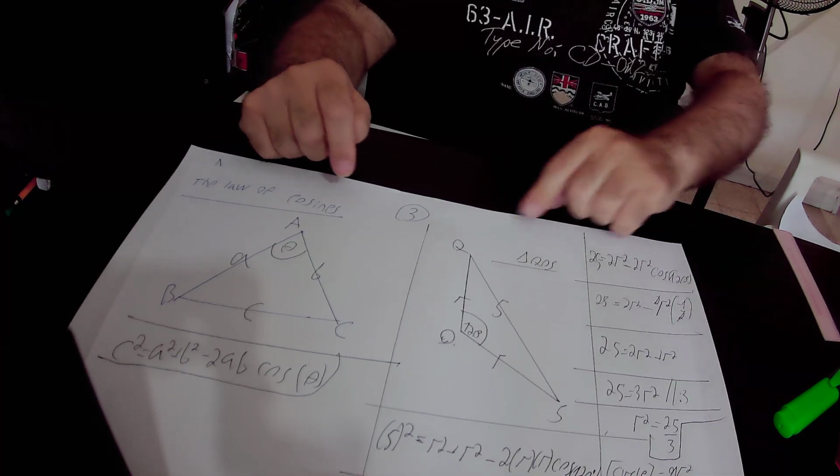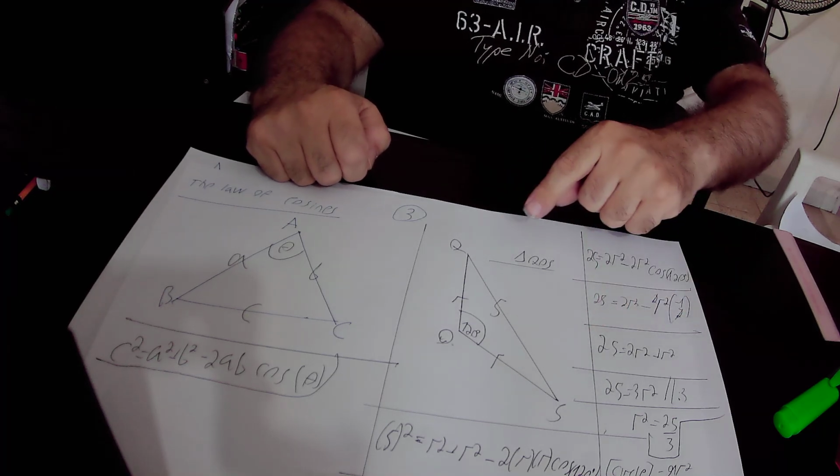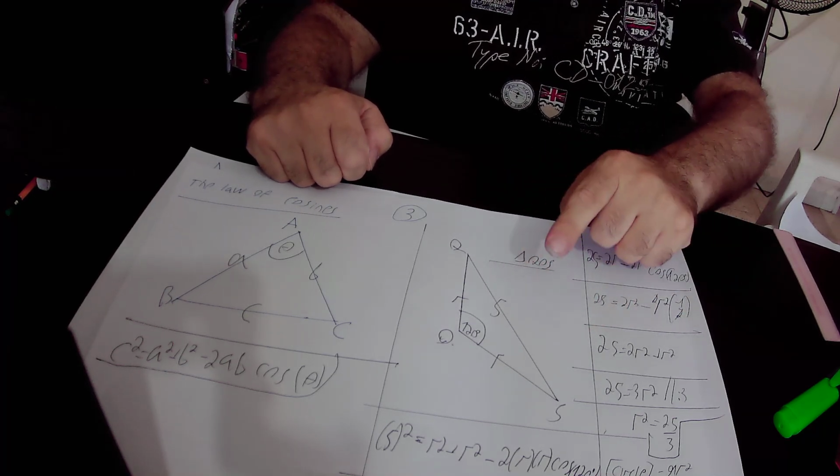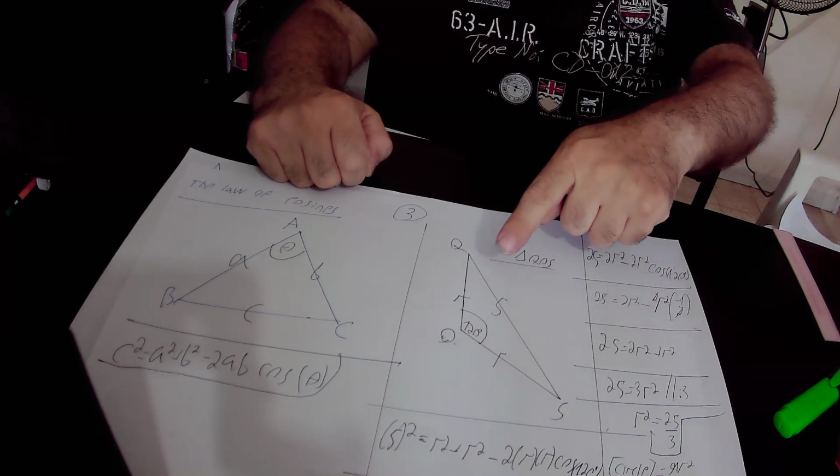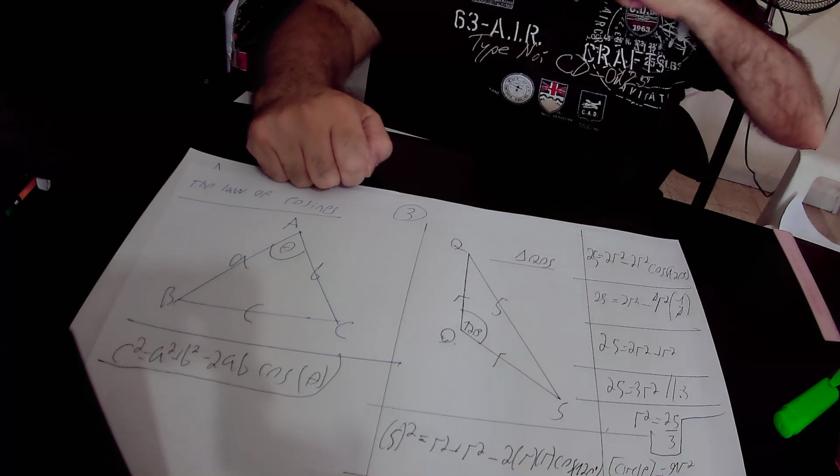Implementing the law of cosines in triangle QOS, we get that 5 squared equals R squared plus R squared minus 2 times R times R times cosine 120 degrees.